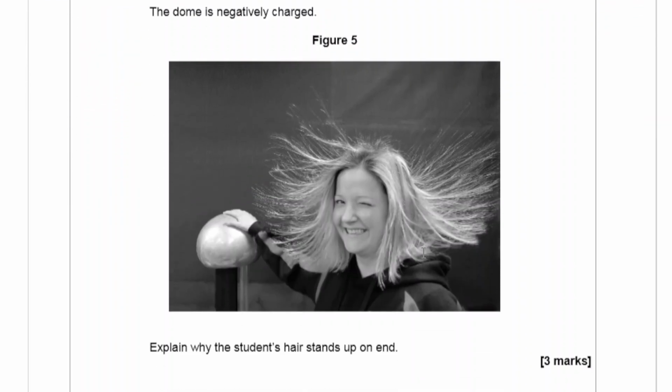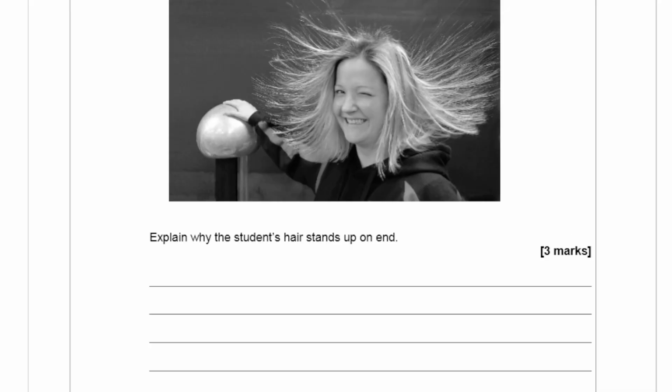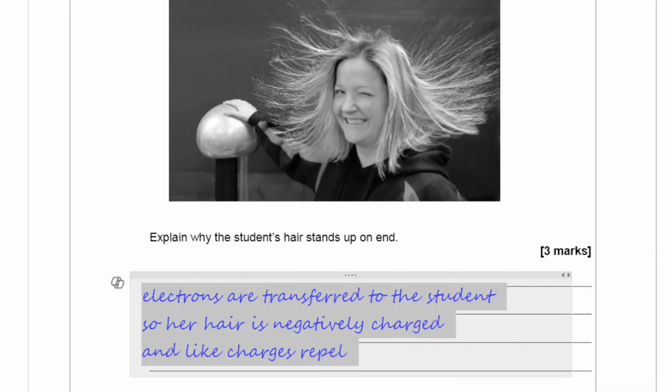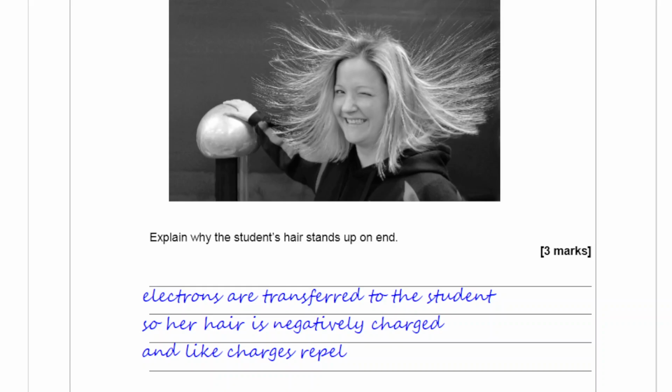Figure 5 shows a student touching the metal dome of the static electricity generator. The dome is negatively charged. So, explain why the student's hair stands up on end. The main reason is electrons are transferred from the metal dome to the student and winds up in the air, and each hair is negatively charged, and like charges repel, so they move away from each other. So electrons are transferred to the student, so her hair is negatively charged and like charges repel.